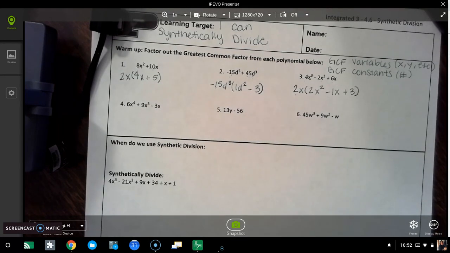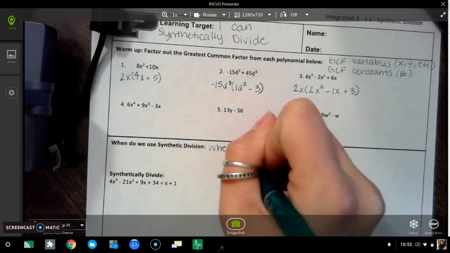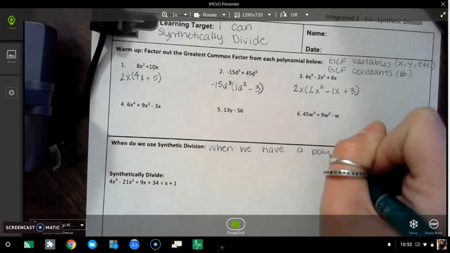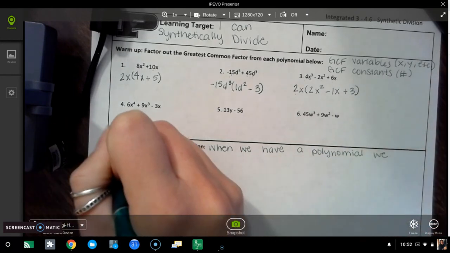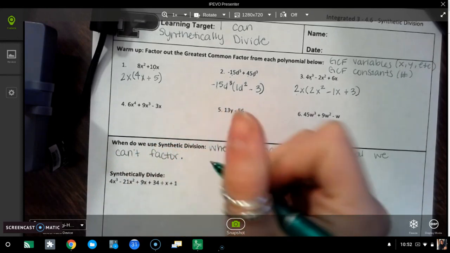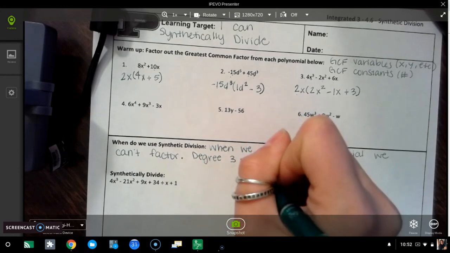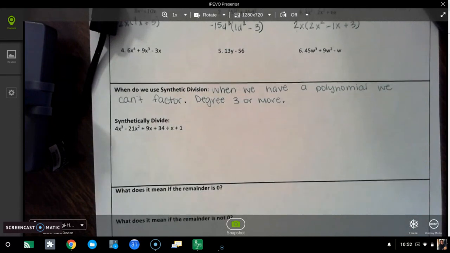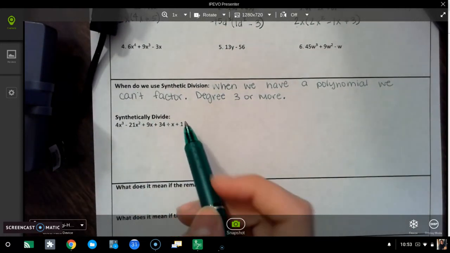Like division, when we have a polynomial we can't factor. Okay, so this means when we have a polynomial that is a degree 3 or more. So you should have that half sheet here to help you out how to synthetically divide this one, and I will be here to help you out.